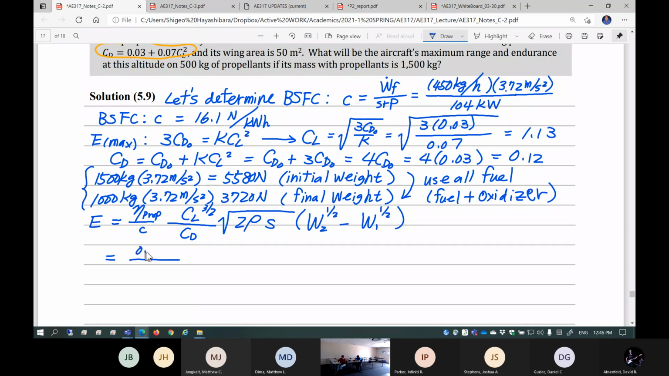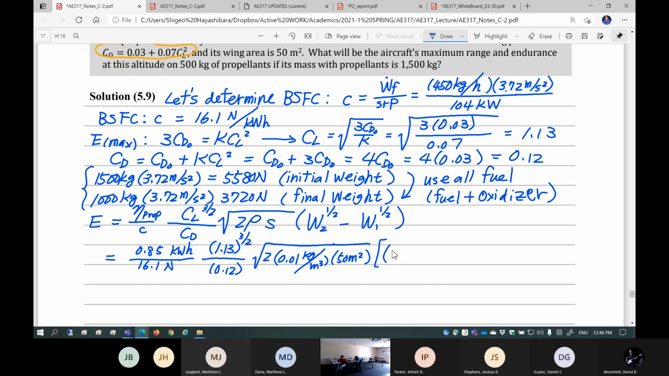So eta prop is 0.85, 16.1. This is Newton over kilowatt hour. This is the BSFC with units. CL is 1.13 to the power of 3/2. CD is 0.12. Okay. Plug into the square root 2 times density of mass, which is pretty low, 0.01 kilogram per cubic meter. Wing area is 50 square meters.